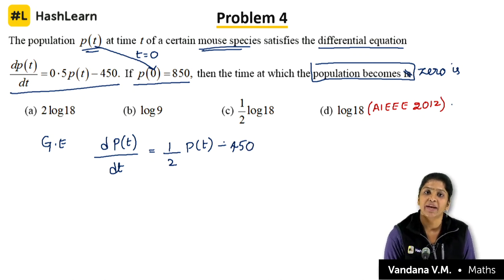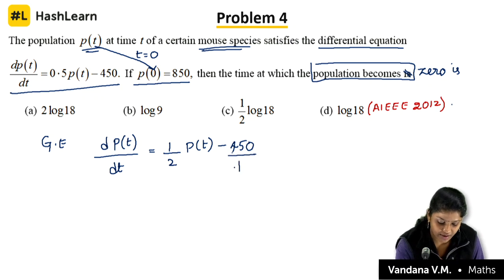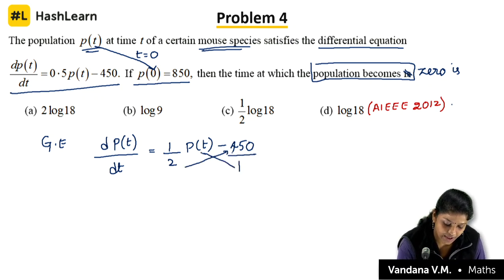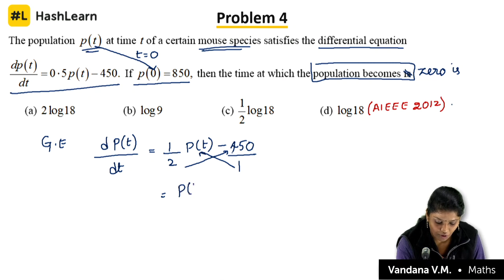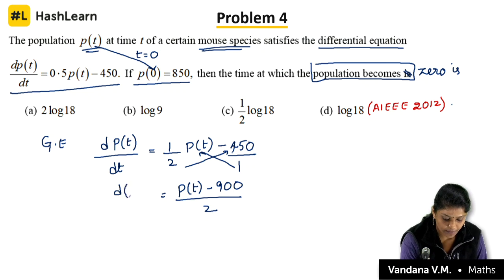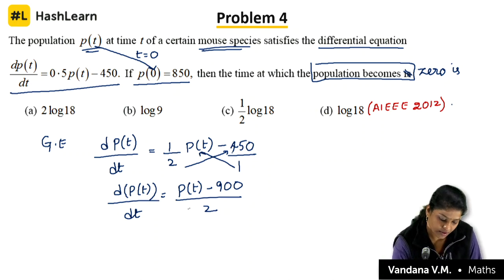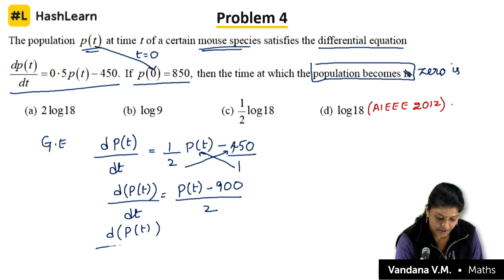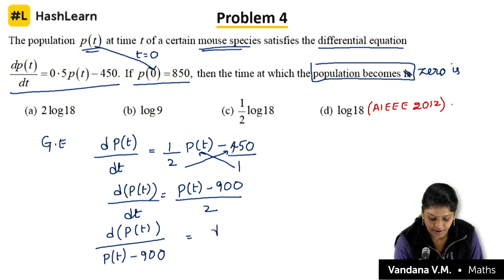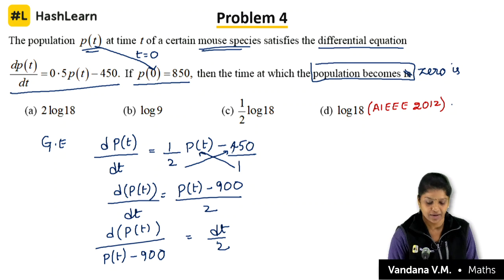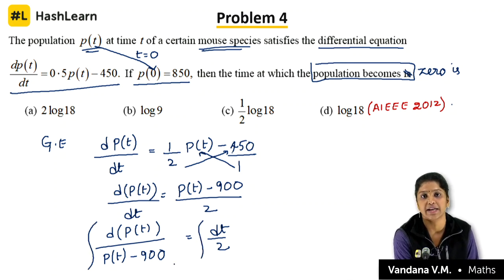I told you, right, to make it as variable separable, please find the LCM. If you are finding the LCM, it becomes (P(t) - 900)/2 = dP(t)/dt. Now, separate the variables. If you are separating the variables, dP(t) divided by P(t) - 900 equals dt by 2. Yes, I can separate the variables, so I can immediately integrate.